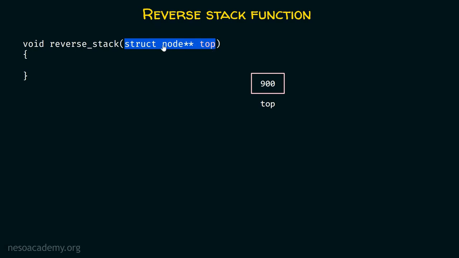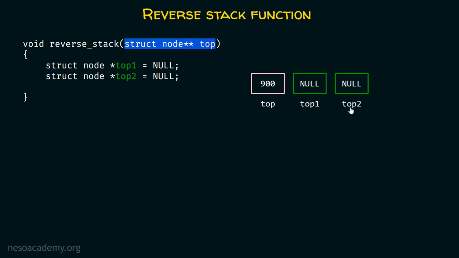Okay, so whatever the changes we made in this reverse stack function will directly get reflected over there because we are making changes to that top pointer and not this top pointer. We are using this top pointer to access the top pointer of the original stack. Fine. Here you can see I have declared two different pointers, top 1 and top 2, and currently they are initialized by null, right? So these are our top 1 and top 2 pointers. Top 1 pointer must be a pointer to the topmost element of the temporary stack 1, and top 2 pointer must be the pointer to the topmost element of the temporary stack 2. We should always remember this.